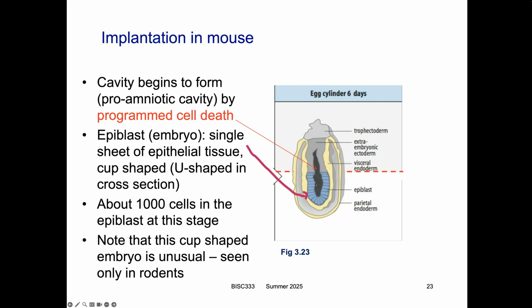Eventually, this is going to have to cover and surround the outside of the embryo. That's how the embryo is protected, cushioned inside the mother, kept in a nice moist environment and so on. But for the moment, it starts kind of in the middle, and programmed cell death is one of the ways that this occurs. This is the epiblast here, a single sheet of cells. There's about 1,000 cells just in the epiblast at this point. So this is by no means accurate. Remember, this is a cup shape, so we're looking at a slice through it.